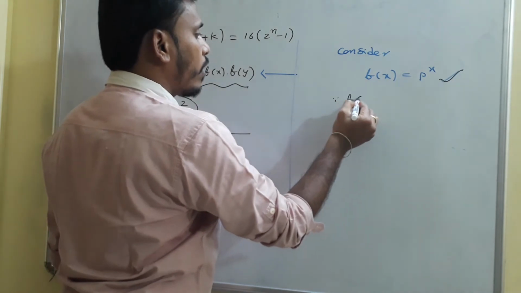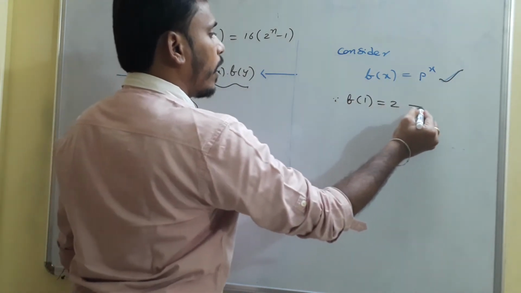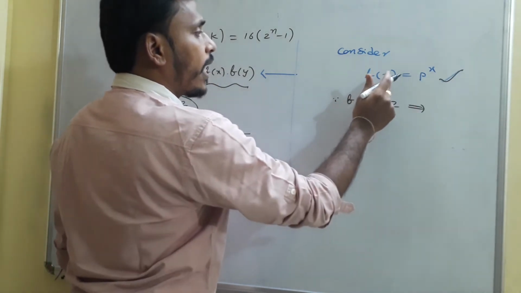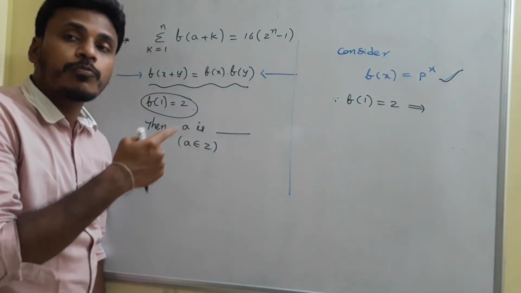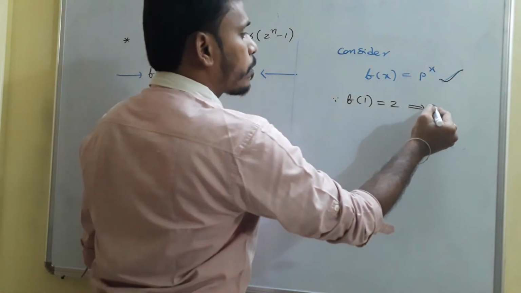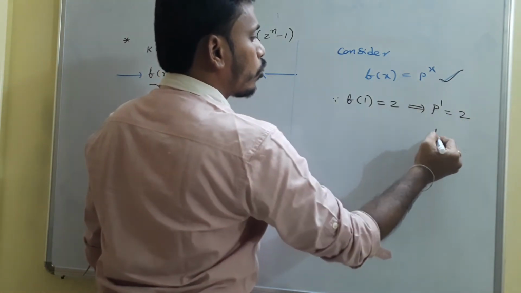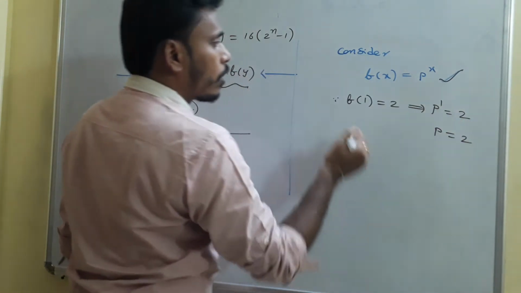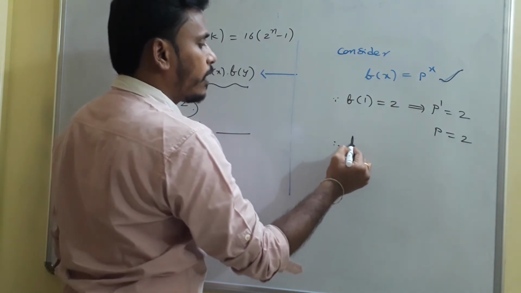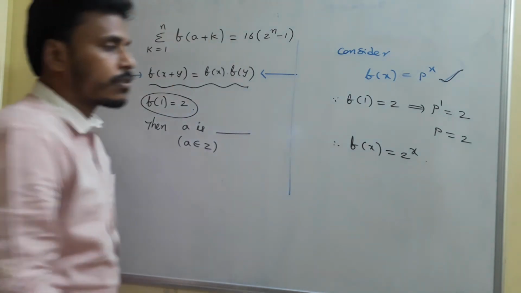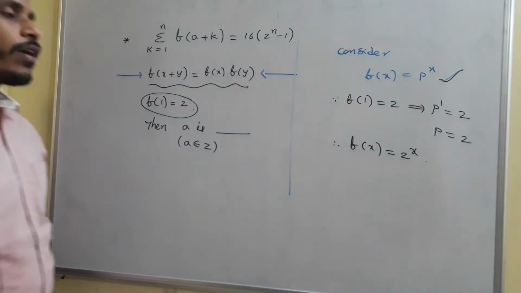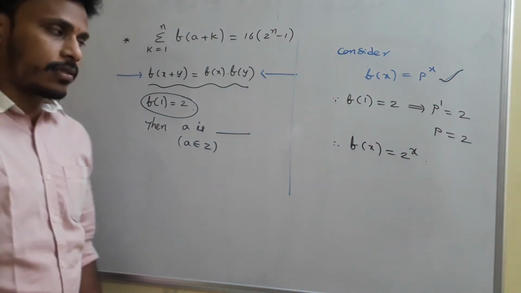Since f of 1 is equal to 2, that implies we need to replace x with 1. f of x is p power x, so f of 1 is p power 1, which is equal to 2, so p is equal to 2. So from these we conclude that f of x is equal to 2 power x. Now the function is very clear, which is 2 power x, right?